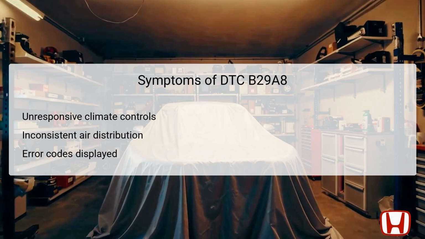Identifying the symptoms associated with DTC B29A8 can provide immediate insights into the issue. Owners may notice that the climate control system becomes unresponsive, thereby failing to adjust the temperature or respond to user inputs correctly. Additionally, inconsistent air distribution within the cabin can lead to discomfort, as air may not flow as intended from vents. Drivers may also see that error codes related to the climate control system are being displayed on the dashboard.